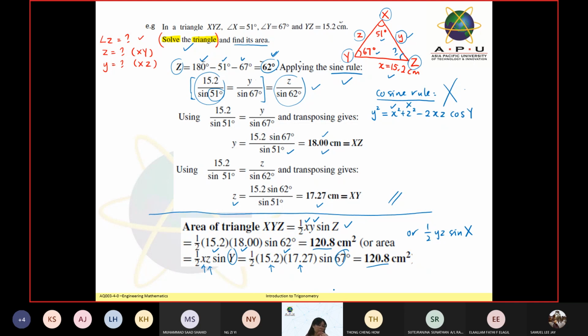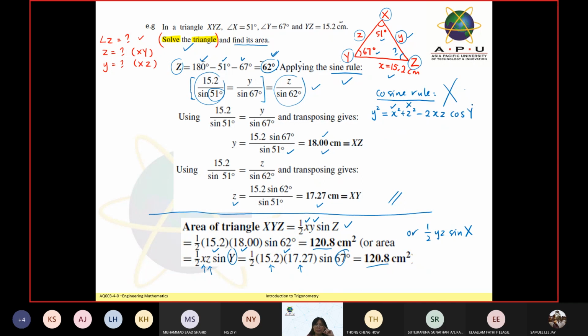Yes, miss. But I just have one question, miss. To solve a question with the cosine rule, how many sides and angles do we need? Can you just repeat it? Sorry, which rule? The cosine rule. Okay, to solve what? To solve the side or to solve the angle? To solve the angle.